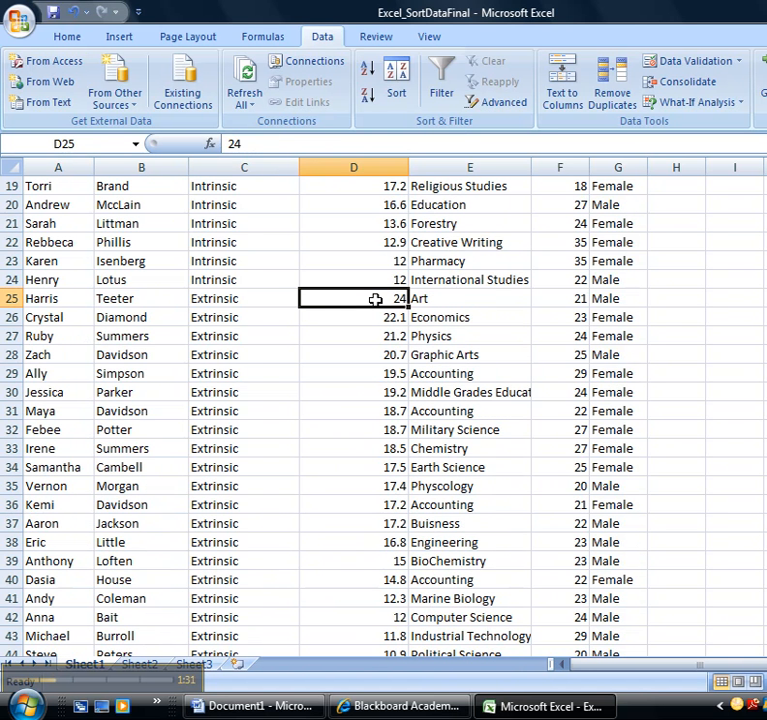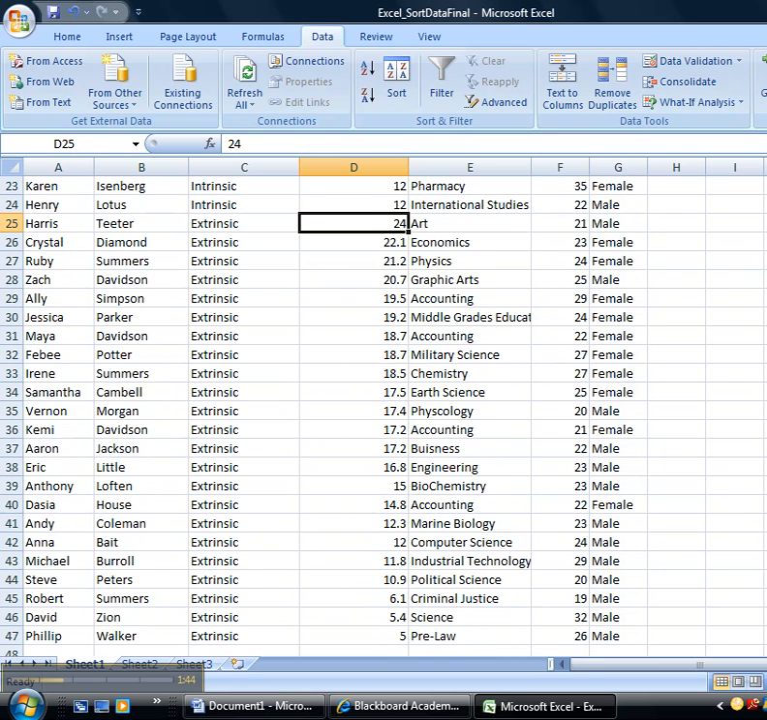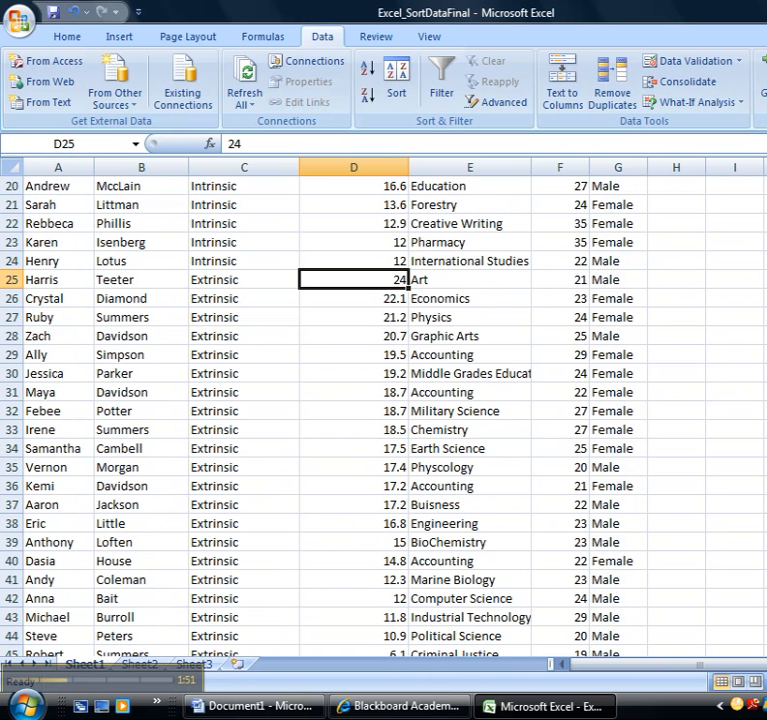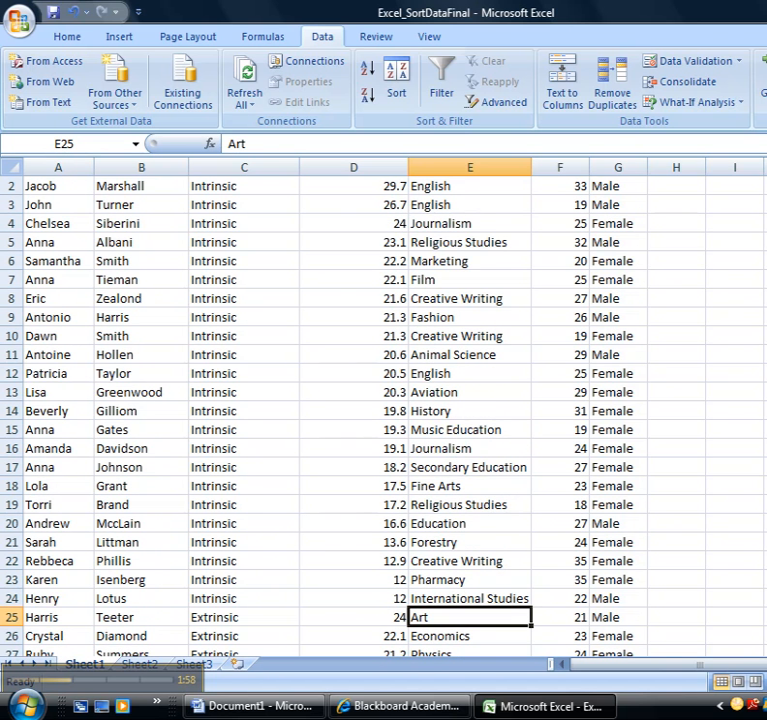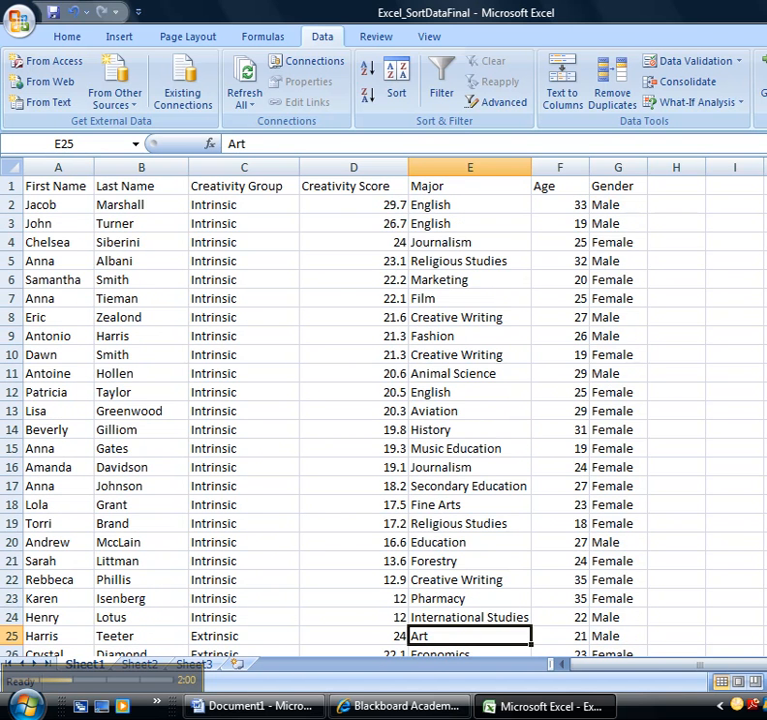Having them sorted by creativity group lets me see specific trends among each group. Now notice how the extrinsic group consists of people who are majoring in science, engineering, or business, and the highest score comes from a person who is majoring in art. And most of the people in the intrinsic group, which scored significantly higher, are mostly English or creative writing majors.